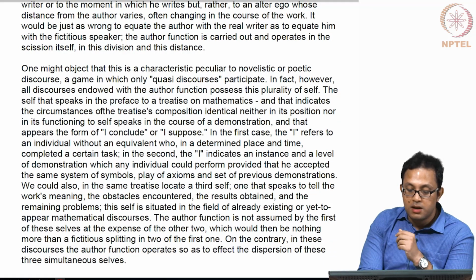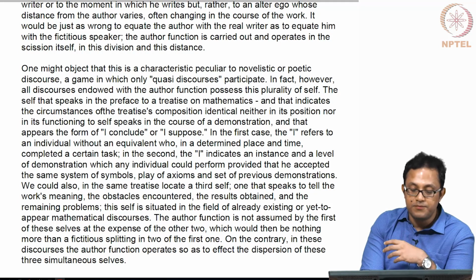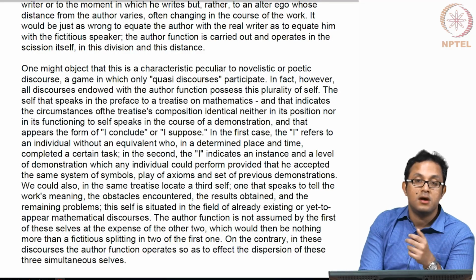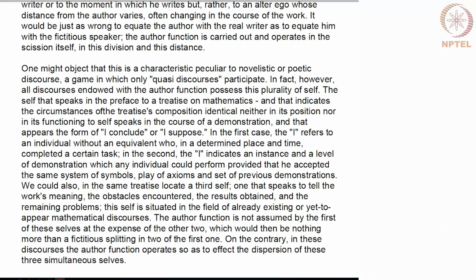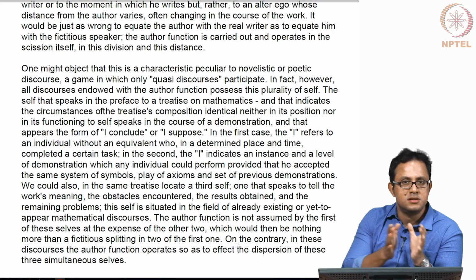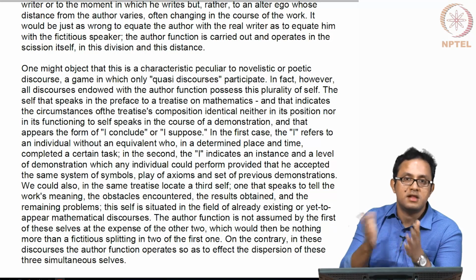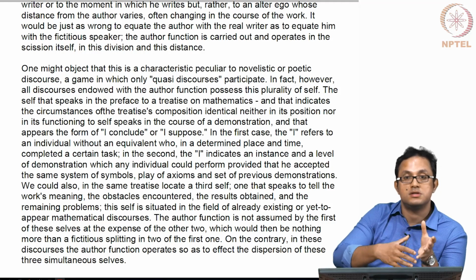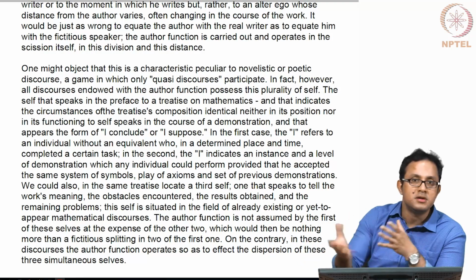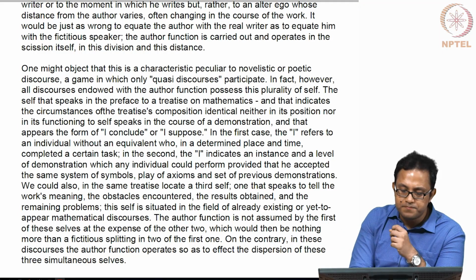This self is situated in a field of already existing or yet to appear mathematical discourses. So we have a third self that could talk about the obstacles encountered, the possibilities that can go further, the meaning of the work, etc. And this particular self can be situated in the already existing or yet to appear mathematical discourses. So he's talking about mathematical discourse over here. He's talking about the author in the mathematical discourse. So the third kind of self, the third I, could be that I which is located between what is possible and what has already happened. So a liminal kind of I is being talked about over here.